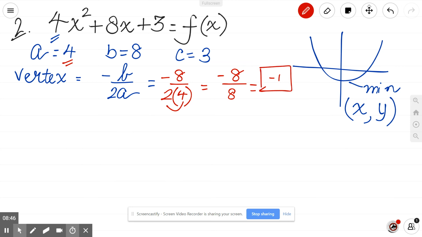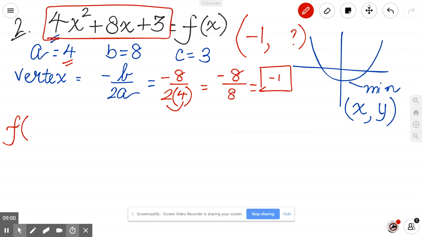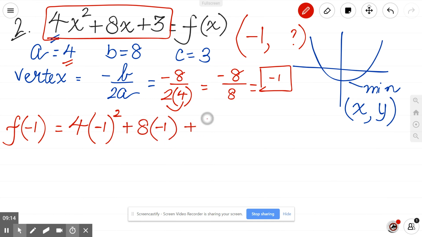Now we need to find the y value of the vertex. Remember, your vertex are 2 points. Let us start listing them here. We don't know what our y value is. So how do we calculate y? We actually evaluate our original function that I'm highlighting here for you for the value negative 1. So in place of x, I will plug in negative 1. So my function is 4x squared. So it becomes 4 negative 1 squared plus 8 times negative 1 plus 3.